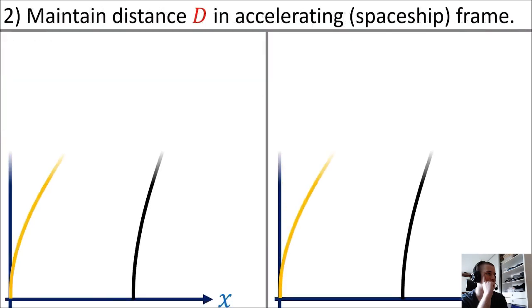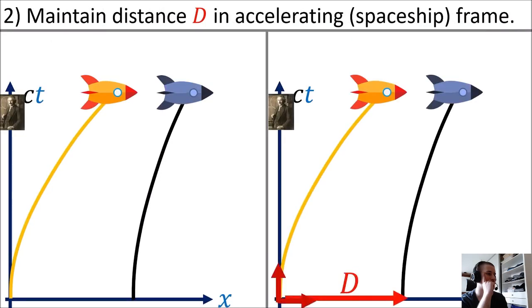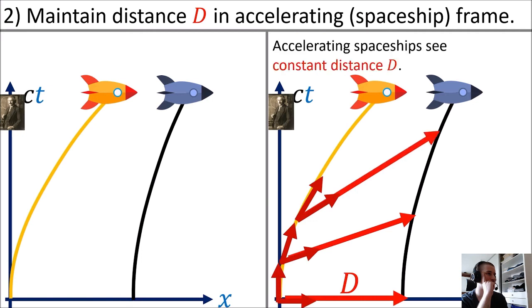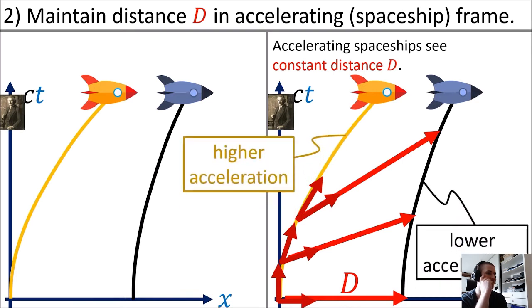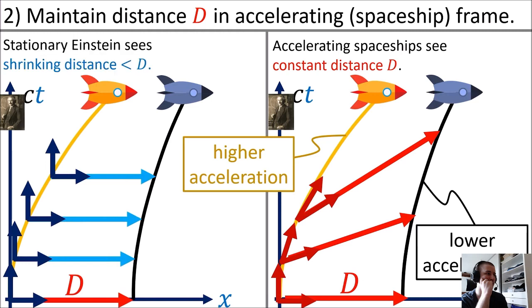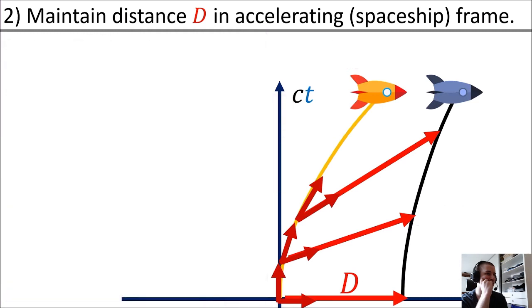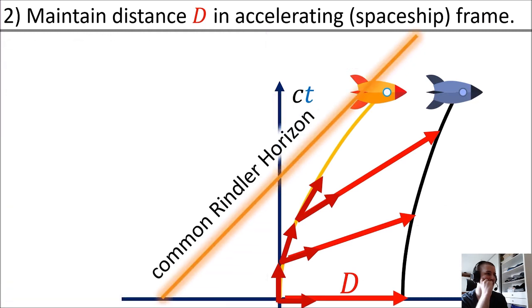Conversely, if the spaceships accelerate in such a way that the proper distance between them remains constant in their own frames, then each ship will have a different proper acceleration. The ship in the back will have to accelerate harder in order to keep up with the ship in the front. In this case, the stationary observer observes the spaceships moving closer and closer together. Both spaceships will have a common Rindler horizon behind them.